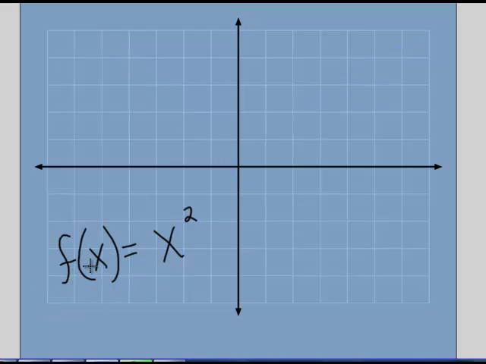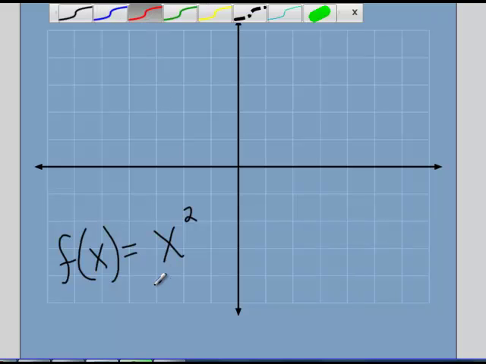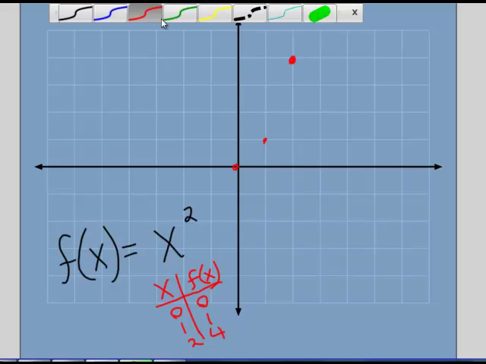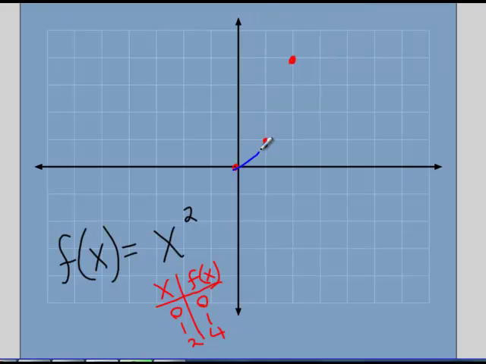Okay, with f of x is equal to x squared, well, if I plug in a 0 here, I get 0. If I plug in a 1, I get 1. If I plug in a 2, I get 4 now, because when I plug in a 2, 2 squared is 4. So 1, 2, 3, 4. And that gives me, in the positive quadrant, this shape.